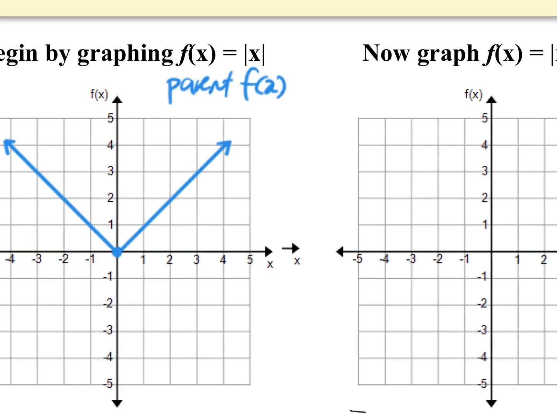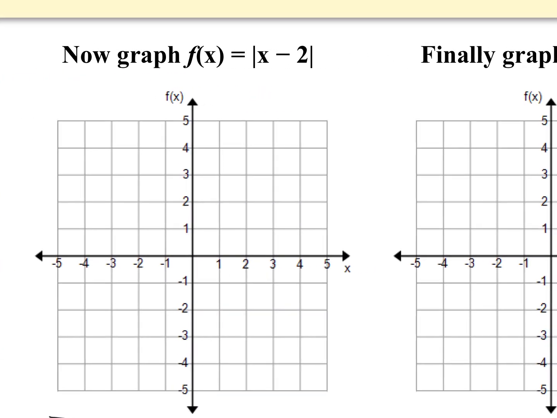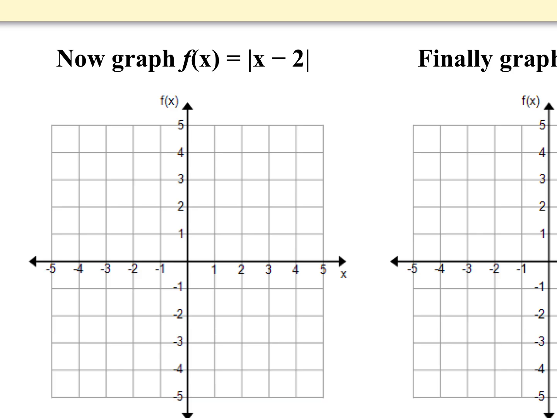Now let's graph f of x is equal to absolute value of x minus 2. What transformation happened in here? There is a horizontal translation of 2 to the right. So that means we're going to start from 2. From here, 1, 2, this is going to be our vertex already. Then we're going to graph that part. So here, I'm just going to create a small line here, and then on the other side.